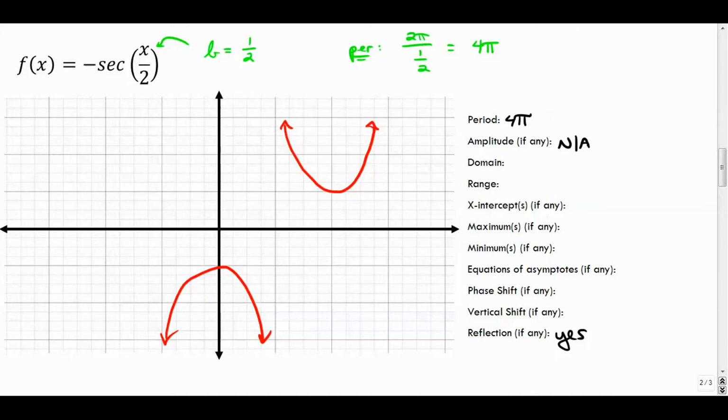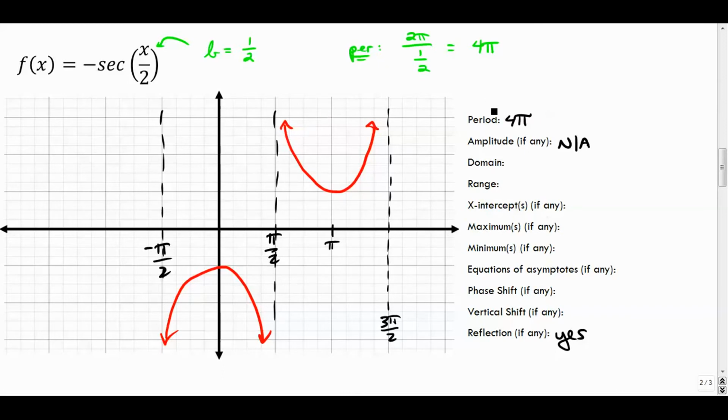So let's actually graph this thing. We have our general shape down. We talked about the fact that it's reflected. We also need to talk about the fact that it has a much bigger period. So the normal secant graph would be like, this would be negative pi over 2, this would be pi over 2, this is pi, and this would be 3 pi over 2. That's normally one cycle of the secant that would be flipped over.